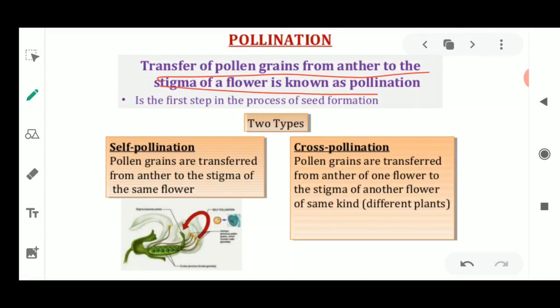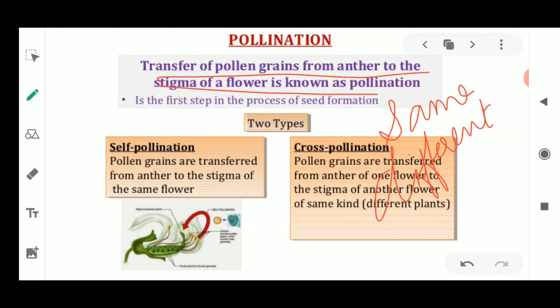Now the transfer could take place in two ways, either on the same flower. If the flower is bisexual, then it is going to take place in the same flower, or it could take place in different flowers. If the flowers were unisexual, then what happens? The anther is present somewhere else and the stigma is present somewhere else. The pollen grains are present somewhere else and the stigmas are present somewhere else.